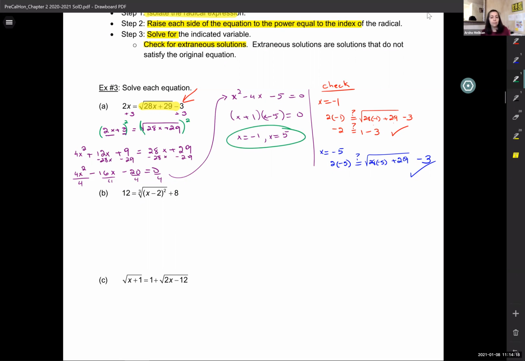Jacob, yes. Why is it negative 5? Because in the problem you put... Oh, 5. I'm sorry. Yes, it's positive 5. But you know what? The positive 5 works as well. The negative 5 might not have worked.